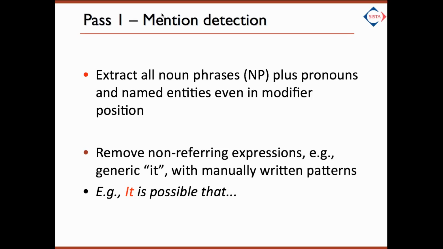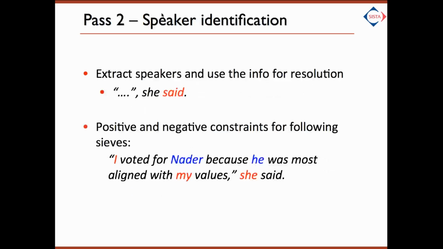The highest precision sieve that we have is speaker identification. So if you have a text like this, "I voted for Nader because he was most aligned with my values," she said, we now know because it's trivial. It's typically trivial, at least in nicely written documents like news documents, to identify speakers. It's usually a quotation, some nominal or pronominal phrase, and a say verb. Right? So knowing that, you know that she would link with my and I, right? Because obviously you're going to have the first pronoun in a quotation.